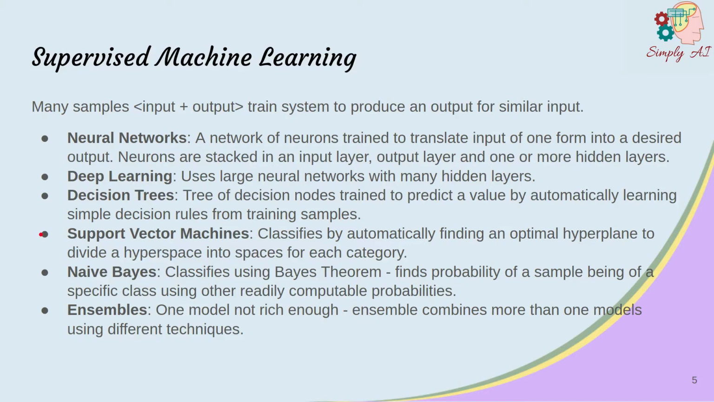Support vector machines classify an input feature space by automatically finding an optimal hyperplane that divides it into spaces for each category. During training, the optimal hyperplane is found and used for predictions.